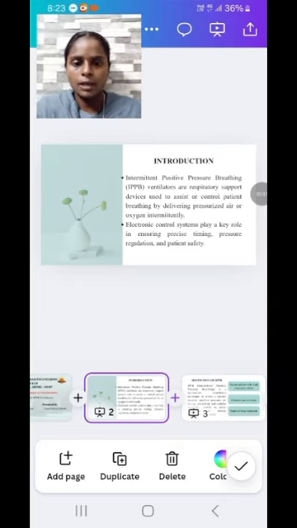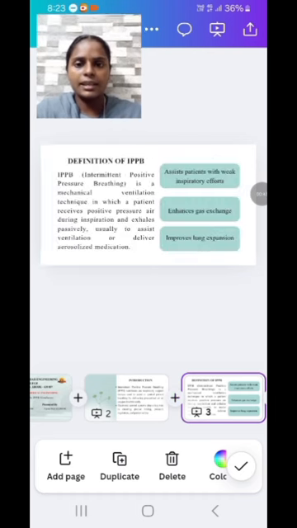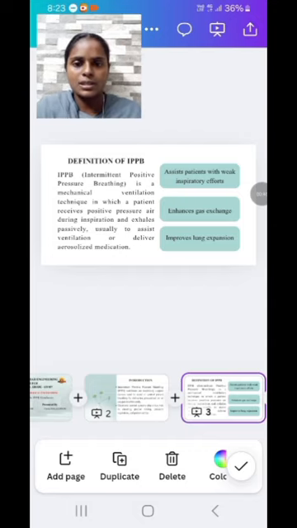Next, the definition of the IPPB ventilator. An IPPB ventilator is a mechanical ventilation technique in which a patient receives positive pressure air during inspiration and exhales passively, usually for assistive ventilation or delivering medications.